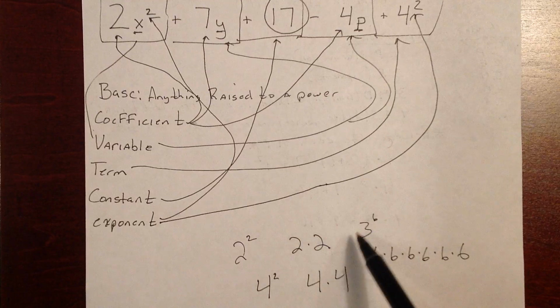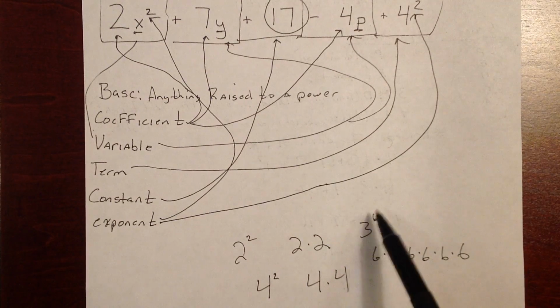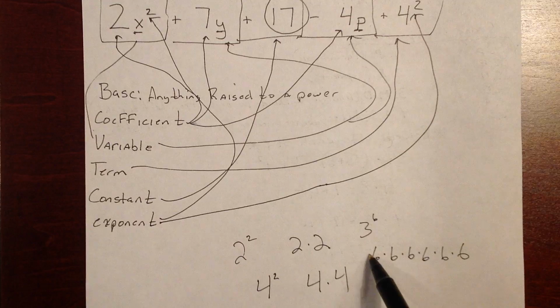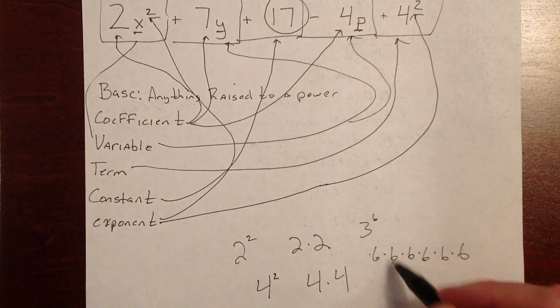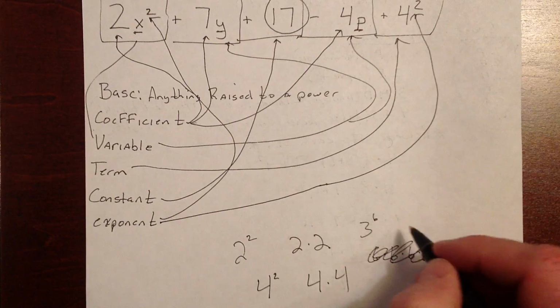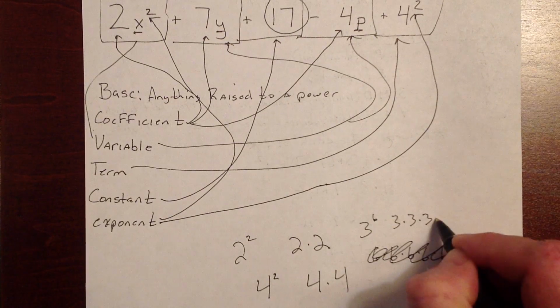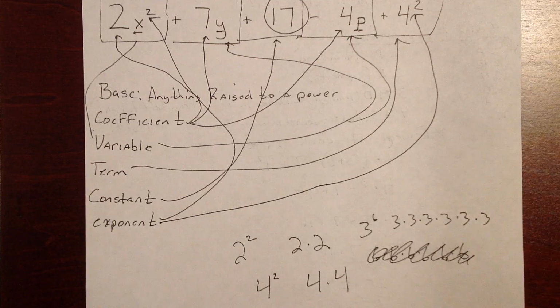Remember, this is completely different than 3 times 6, which is 18. This is 6 times 6 times 6 times 6, 3, or, I'm sorry, forgive me. This is 3 times 3 times 3 times 3 times 3 times 3. I'm sorry.